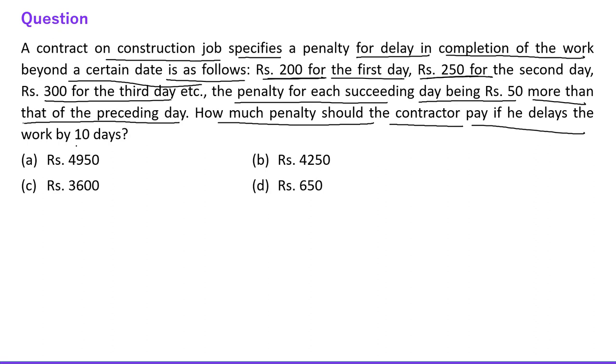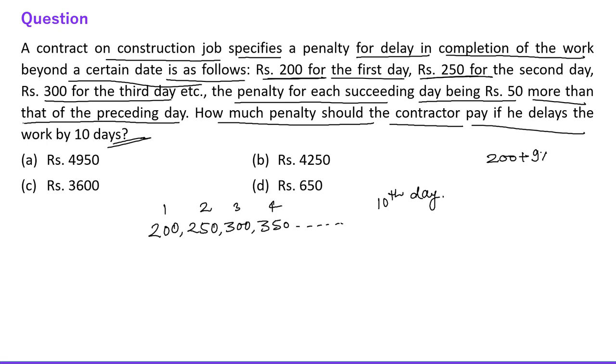So first day it is 200, second day it is 250, third day it is 300, fourth day it is 350, and so on. So this is first day, this is second day, this is third day, this is fourth day. And what about the 10th day? The 10th day will be 200 plus 9 into 50.